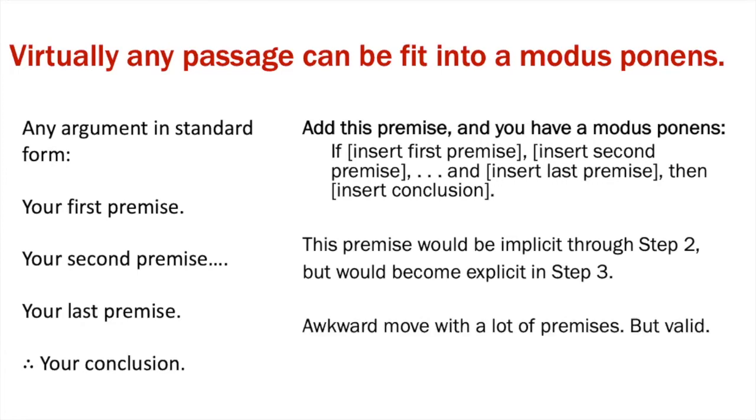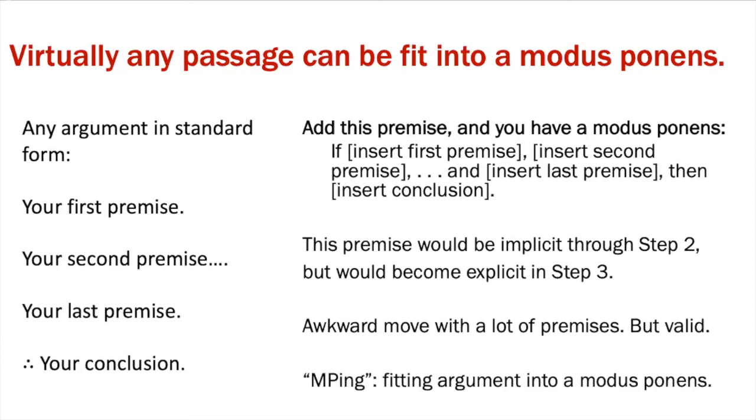This can be awkward if you have a lot of premises. If you have 6 premises that lead to a conclusion, it can be extremely awkward to construct a modus ponens out of it. But it's still valid, right? It's still a valid logical form. So you can still do it if you want to. This will be your best friend when you're reconstructing arguments and you need a fallback that's safe: reconstruct it as a modus ponens. It's called MPing it. It's such a common strategy when reconstructing arguments that there's actually a verb for this activity. It's called MPing. So if you run into a wall and you can't figure out how to reconstruct an argument, tell yourself, just MP it.